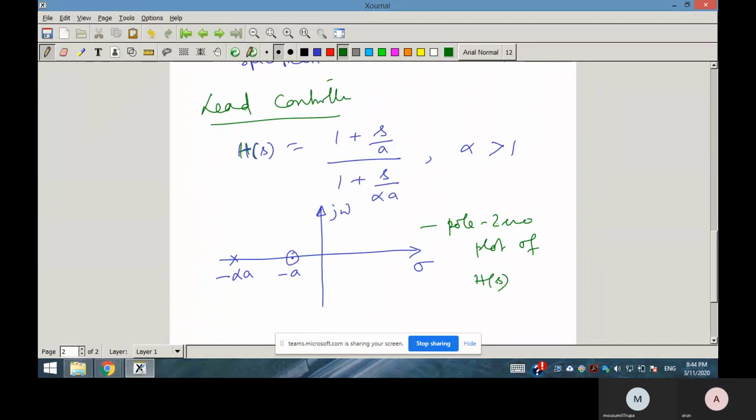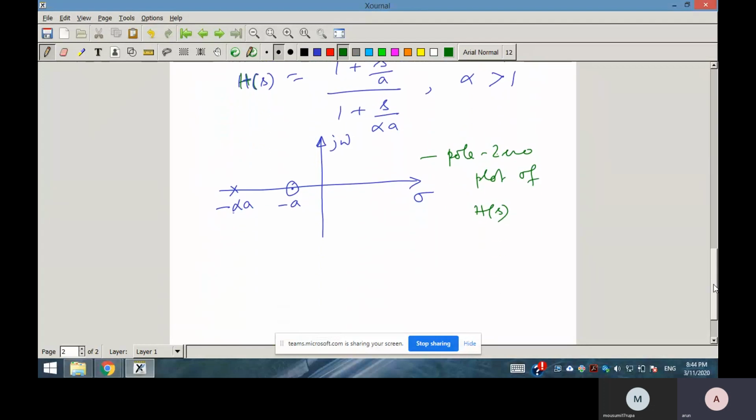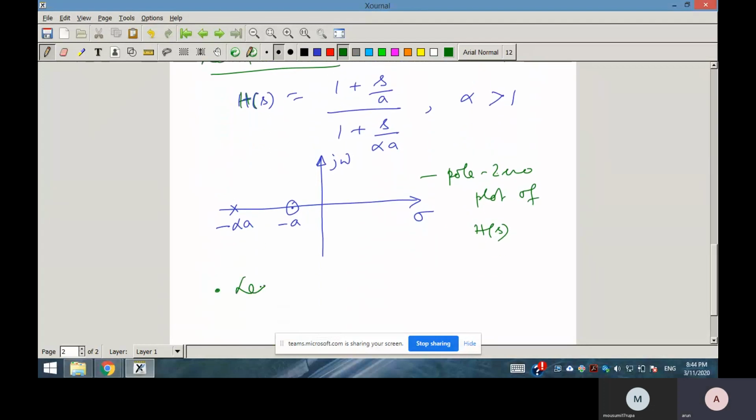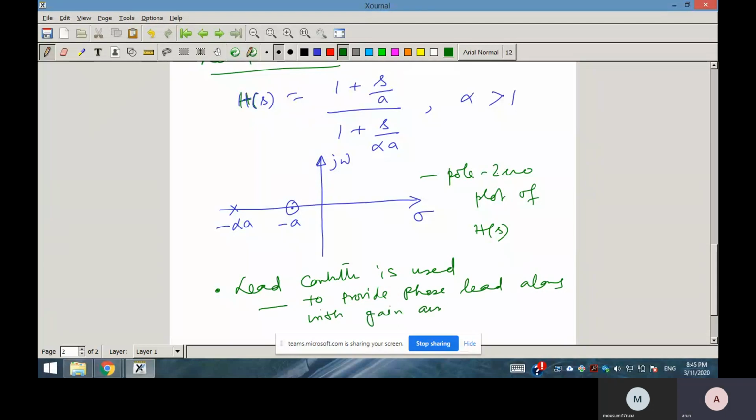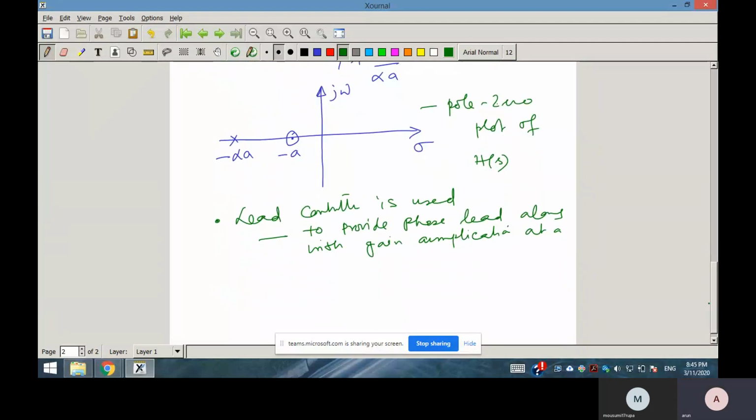Now in the lead controller, before that I should know what is the objective of the lead controller. The lead controller is used, one, to provide phase lead along with gain amplification at a desired frequency.